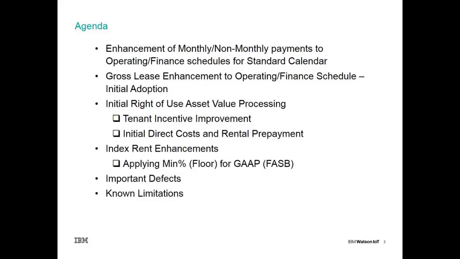And we also have coverage for index rent enhancements for ASC 842 that is based on index leases. Right now we are showing you how to apply minimum percentage for the gap leases. And the session ends with important defects and known limitations. So let me get into the first one. This is the enhancement that we did for monthly, non-monthly payments for standard calendar.